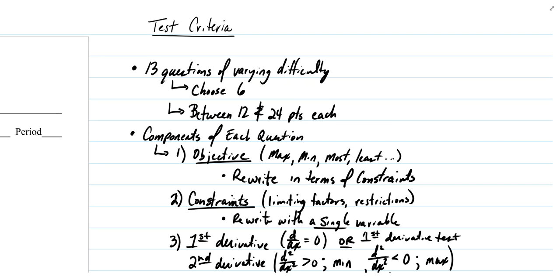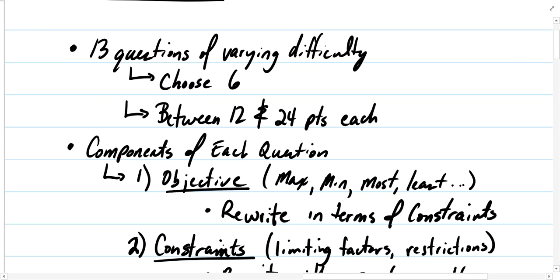Okay, in this video, I'd like to run through the test criteria or the expectations for the test on Friday, as well as run through some more optimization problems. These optimization problems will come from a worksheet generator instead of our textbook. So they look a little bit different, but the process is going to be essentially the same.